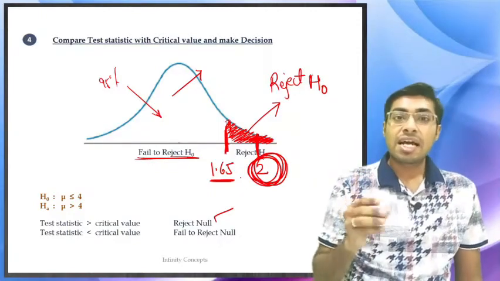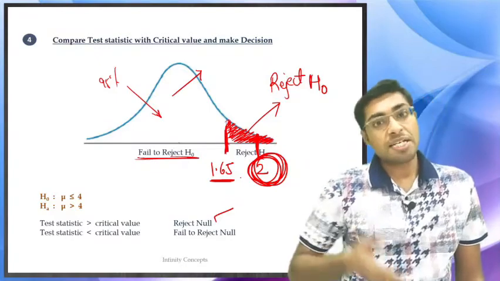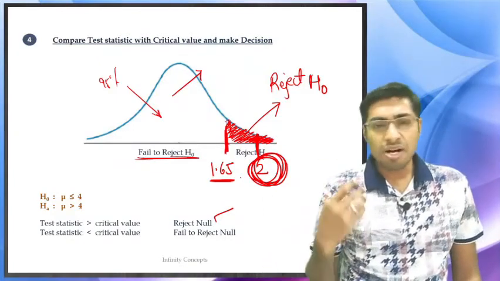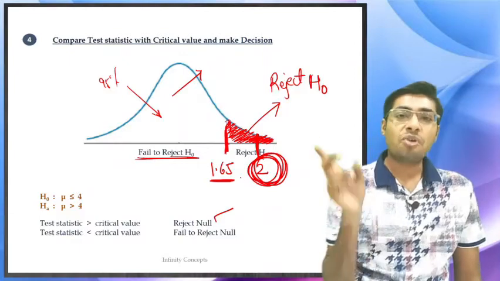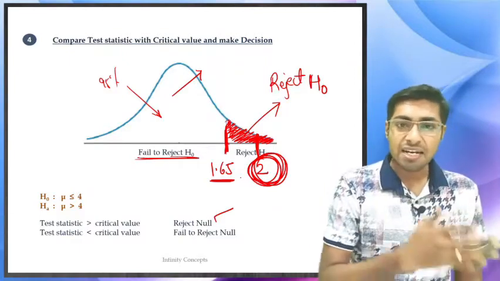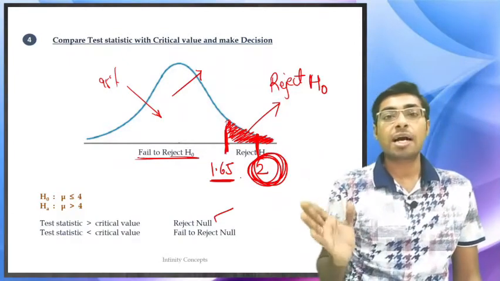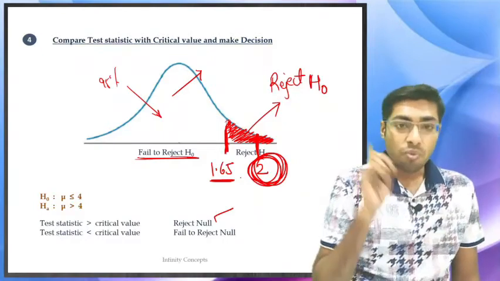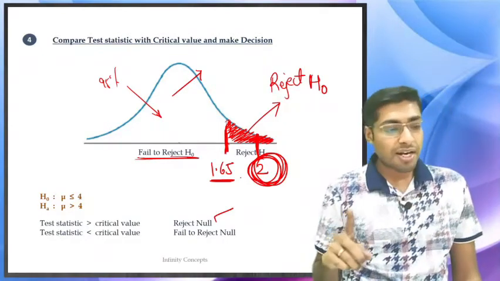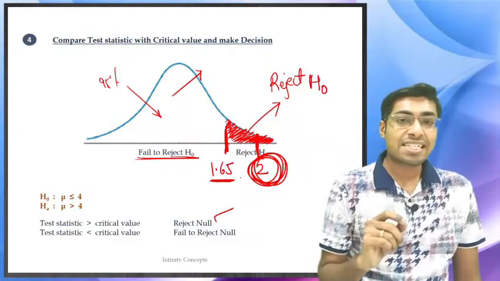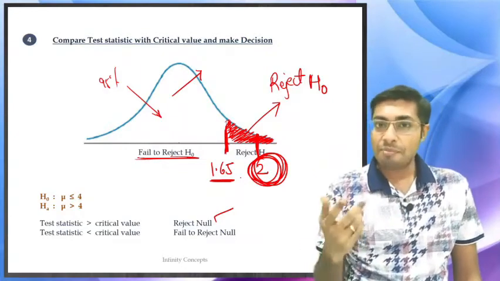The third one is determine the critical value based on the significance level. So whatever the significance level is, and whether you are using a one-tail test or a two-tail test, based on that come to a critical value. Once that is done, come to the fourth point, which is compare the test statistic with the critical value and make a decision.